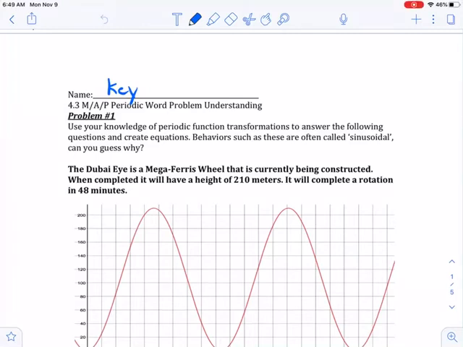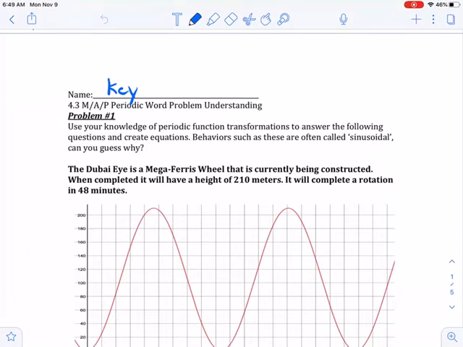Hey everyone. Today we're going to take a look at midline, amplitude, and period within a problem situation, as well as answering some questions when presented with a graph. So in this first situation here, we have a Ferris wheel, which is called the Dubai Eye.